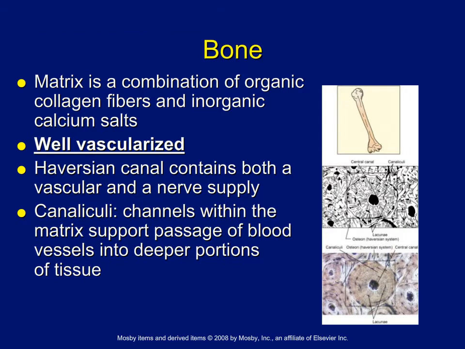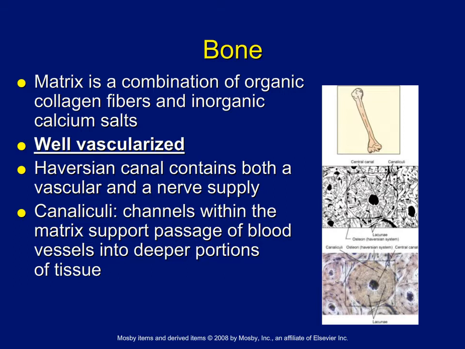Our next type of specialized connective tissue is bone. Now, bone has a matrix that is composed of inorganic calcium phosphate. And unlike cartilage, it is very well vascularized, which means it has a good blood supply. Now, as a result of having a good blood supply, it tends to heal very readily when it's broken.